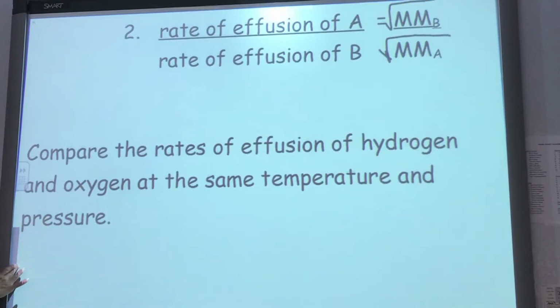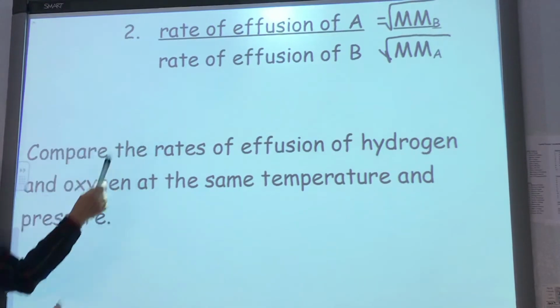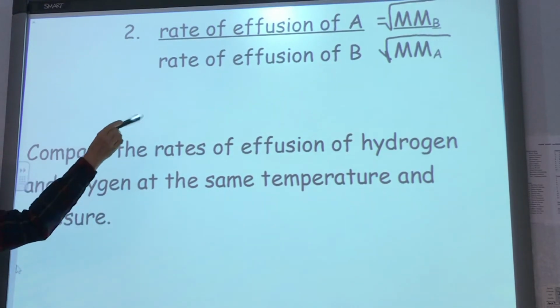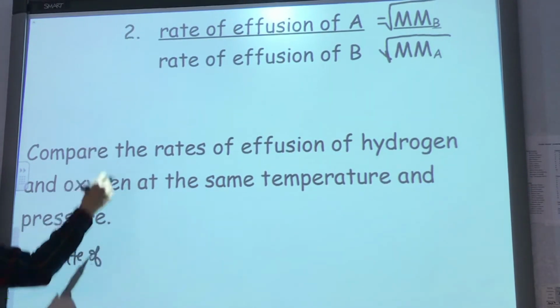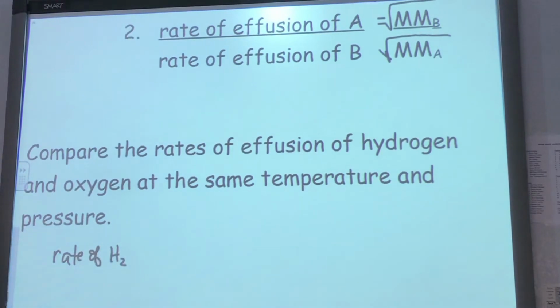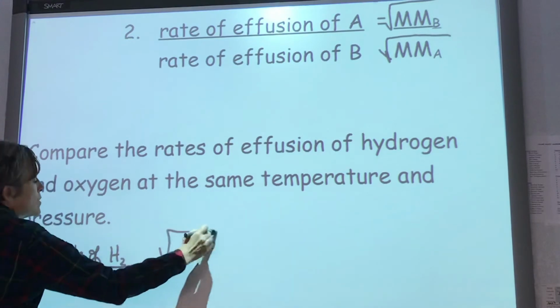Let's try a little problem. We are supposed to compare the rates of effusion of hydrogen and oxygen. So we're trying to find the ratio of the rates of effusion, and we know that we're going to plug it into that. The rate of effusion of A, our first gas, is hydrogen. The rate of effusion of B, our second gas, is oxygen. Remember, hydrogen is diatomic. So this ratio is going to be equal to the square root of the molar mass of B.